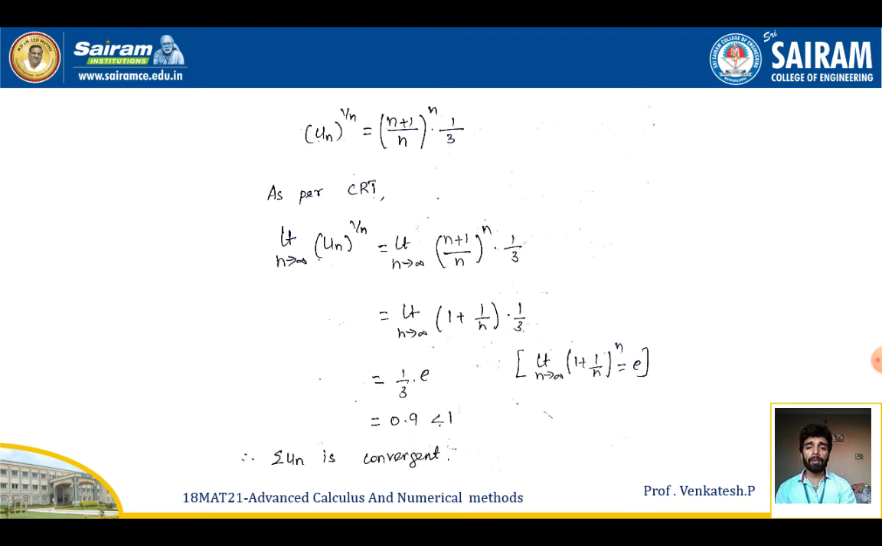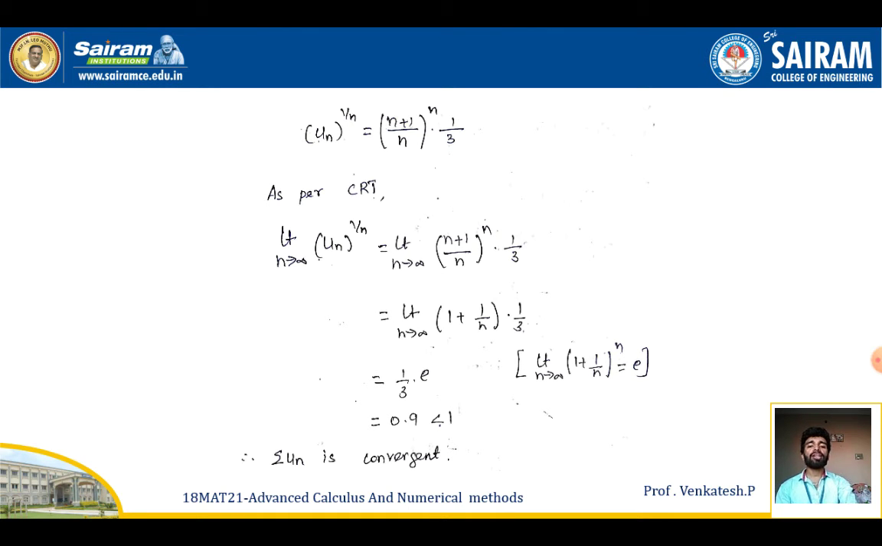Now I can apply the Cauchy's root test to the above equation. Applying the Cauchy's root test means applying the limit n tends to infinity on both sides of the obtained equation. So limit n tends to infinity un whole power 1 by n equals limit n tends to infinity ((n+1)/n) whole power n into 1 by 3. Here I can take n common as a factor. So I will get (1 + 1/n) whole power n into 1 by 3, on simplifying the equation.